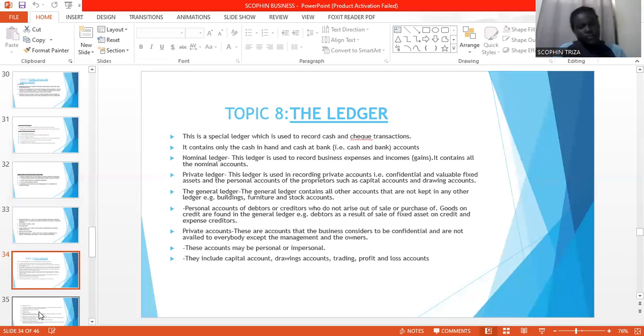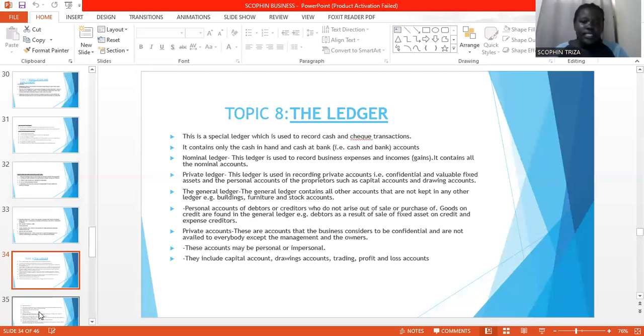Now, a ledger. There is a special ledger which is used to record cash and cheque transactions. It contains only the cash in hand and the cash at bank accounts. Now, some of the ledgers are the nominal ledger, private ledger, and the general ledger. Now, let's get to understand what they are.